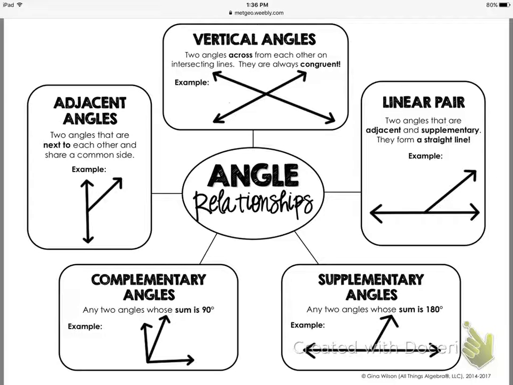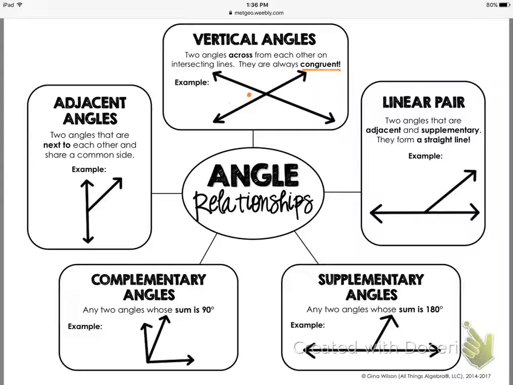All right, so today we're going to be talking about types of angles and some special relationships within those. So the very first one that we're going to look at is what's going to be called vertical angles. Vertical angles are two angles that are across from each other on intersecting lines. And the thing to notice is that they are always congruent.